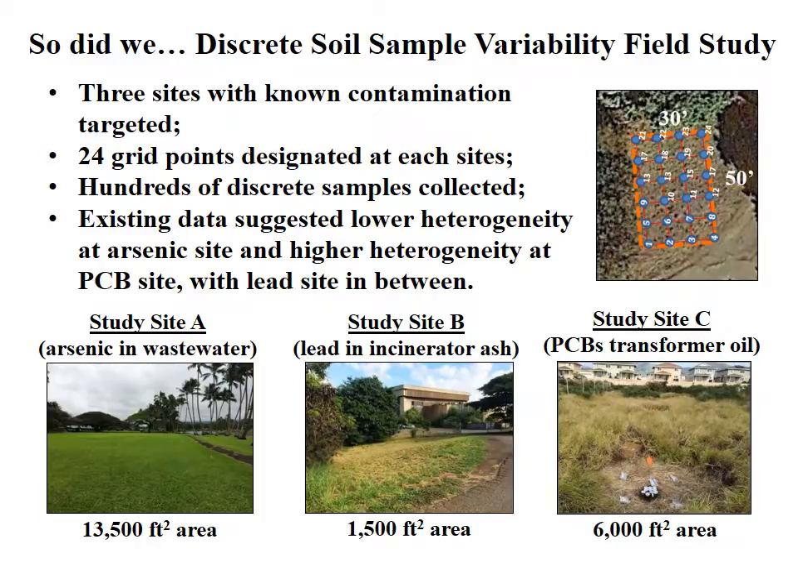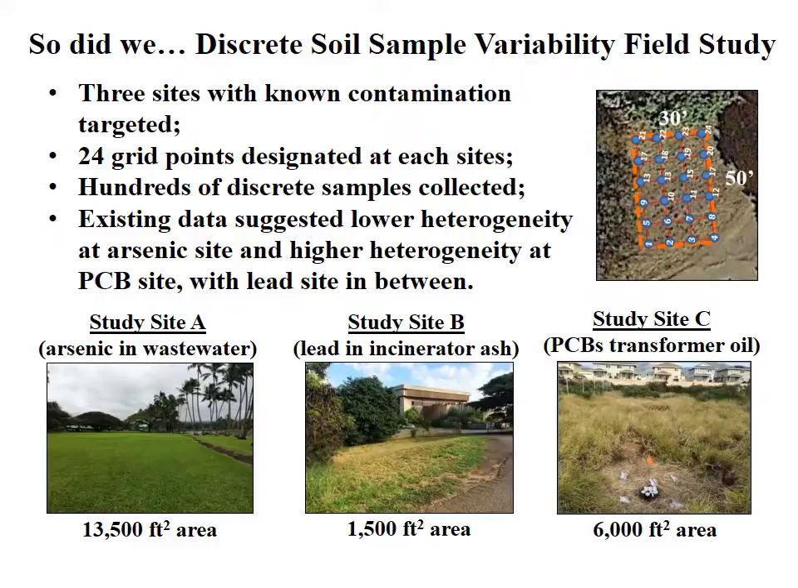So we went out in 2014, 2015. We carried out a very detailed field study of discrete sample variability. We picked 3 sites with known contamination. At each site we designated 24 grid points, and then we collected hundreds of discrete samples at each of the sites and tested all of them and evaluated the variability between the data.